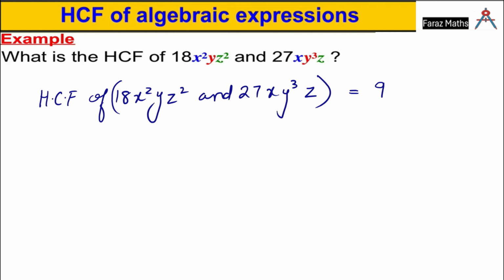Now we have to look for the variables. In x square y z square, you have to opt for the lowest power. So between x square and x, which one has the lowest power? This one, so you'll write x there. Now check for y. In between y and y cube, which has the lowest power? Y, so you'll write y there. And in between z square and z, which has the lowest power? Z. So 9xyz is the final answer.